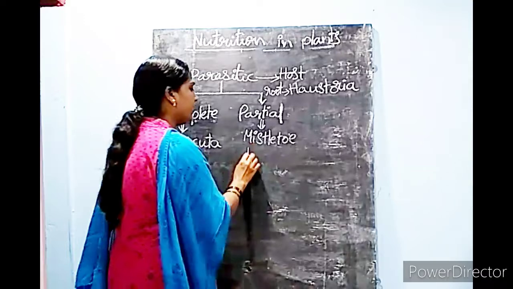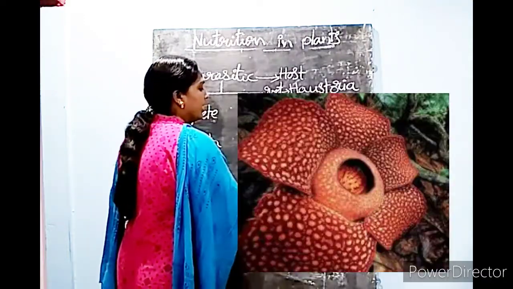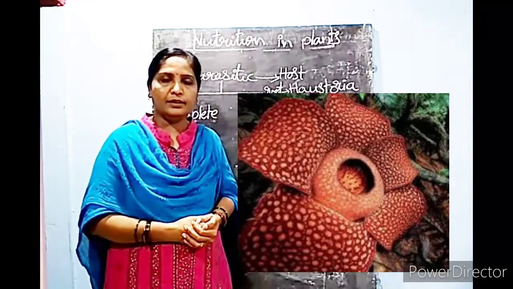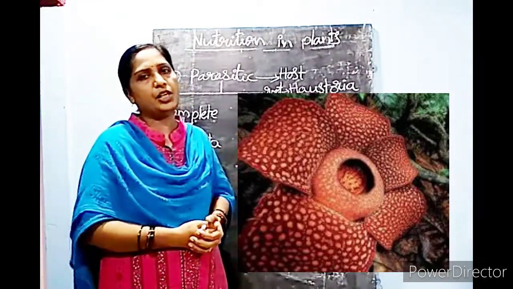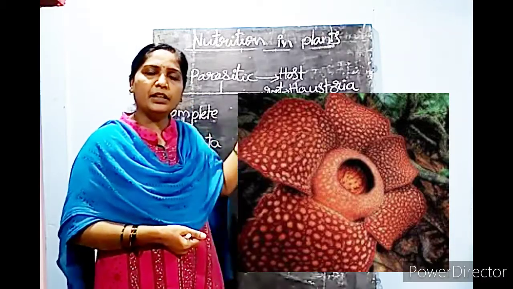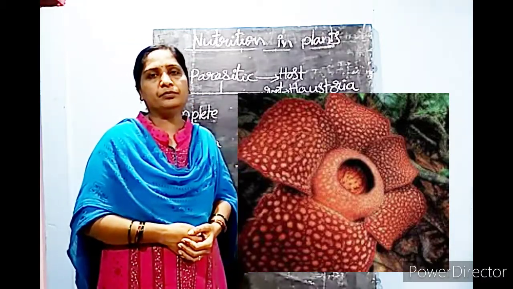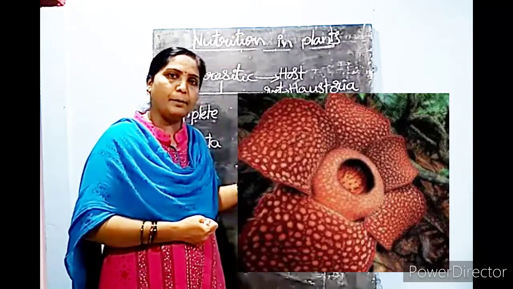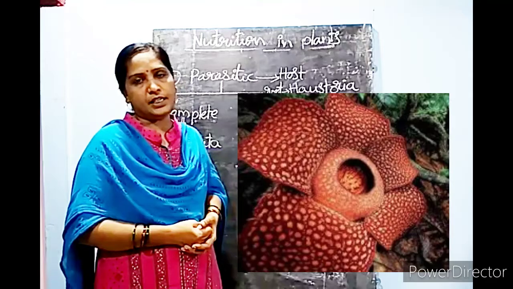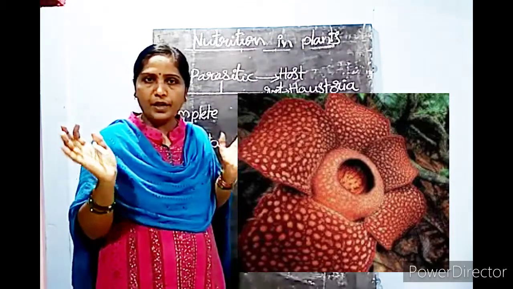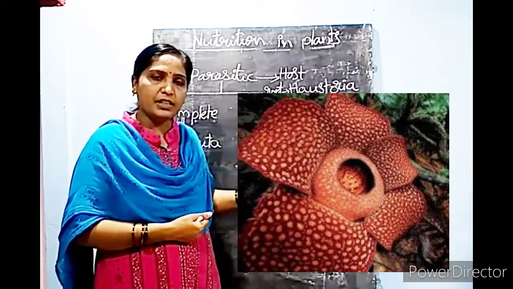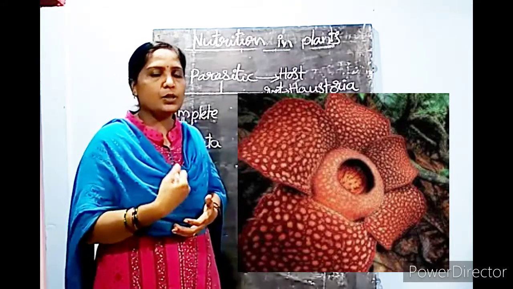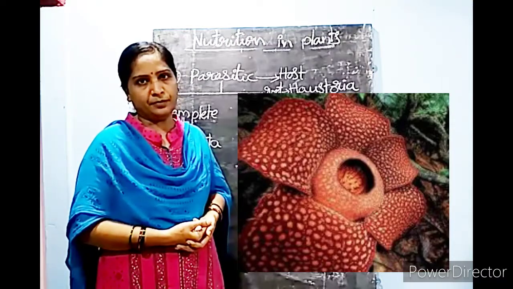Even our Rafflesia. Rafflesia is the largest flowering plant. The largest flower is Rafflesia. Even it is one of the parasitic plants. It depends on the vines. We cannot see its stem or leaves or anything. We can see a big flower in Rafflesia. The world's largest flower is Rafflesia. Even Rafflesia is going for parasitic nutrition.